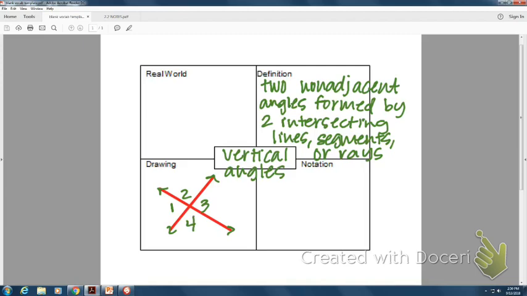Okay, what do you think would represent a pair of vertical angles? So they can't share a common side, and they're formed by two intersecting lines. 1 and 3, and what would be the other example? 2 and 4. Very good. Your vertical angles are always across from each other. Okay, they're always across from each other. Okay, here is my question for you.